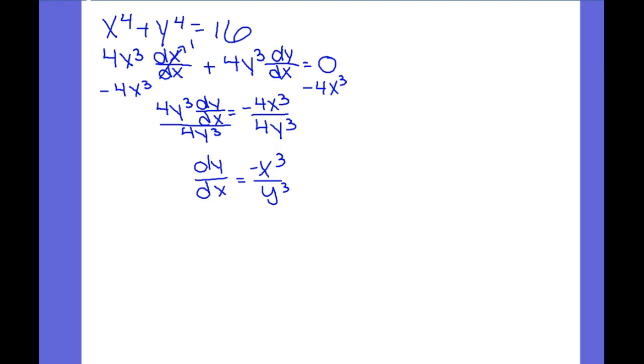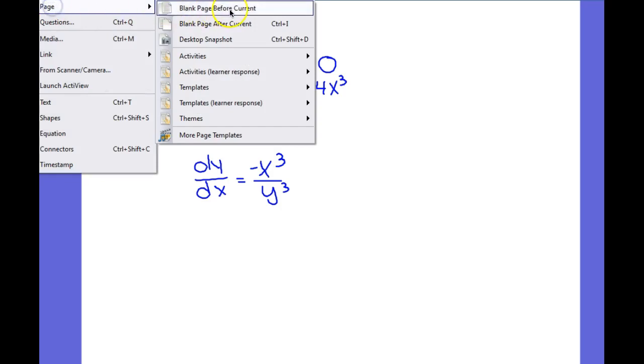However, the directions say find the second derivative. So we're going to do it again. So, second derivative is d2y/dx squared. So again, it stands for the second derivative of y with respect to x.